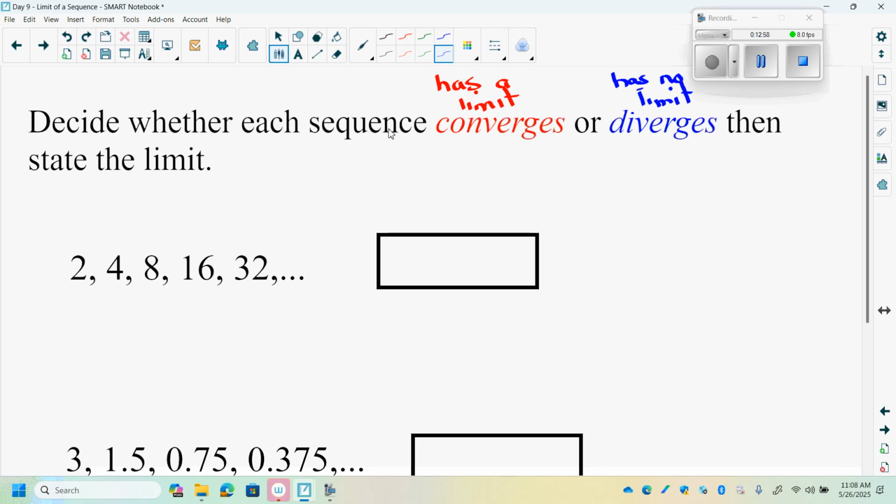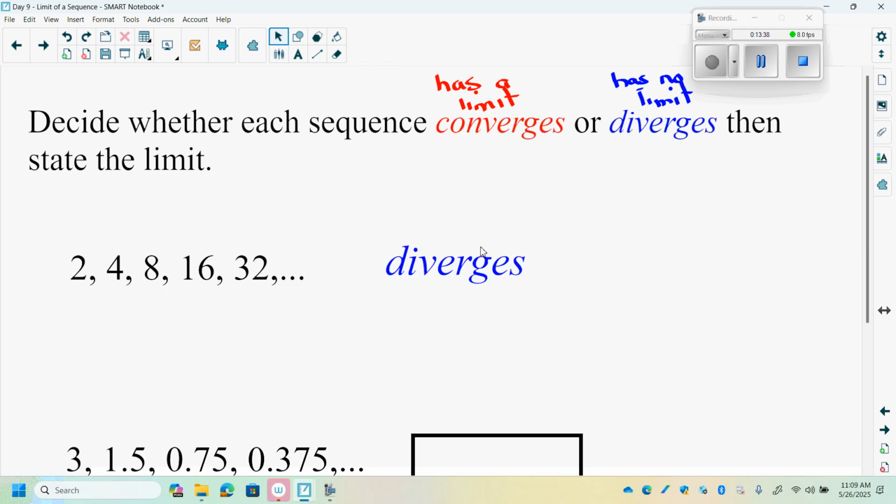The first example, we have a sequence 2, 4, 8, 16, 32. What would the next term be? 64, and then the term after that, 128, 256, 512, 1024, so on and so forth. Is it converging on a specific number, or is it just wildly out of control and going to get bigger and bigger and bigger? So if it's not approaching a specific value, we say that it has no limit and that it diverges. Okay?